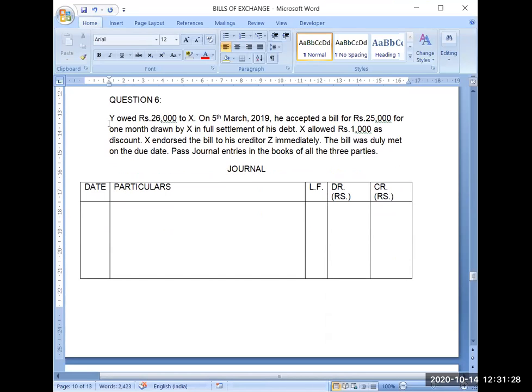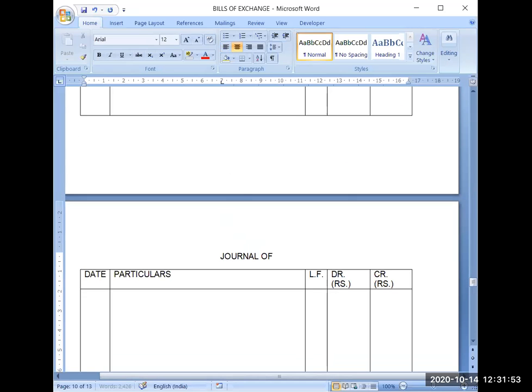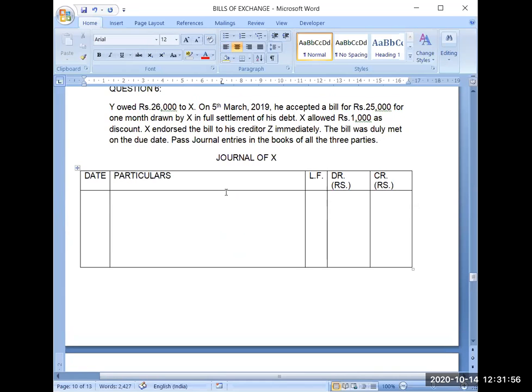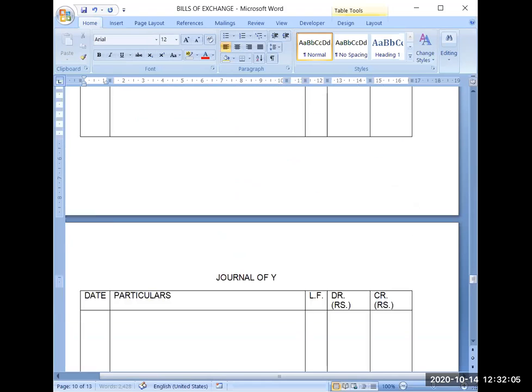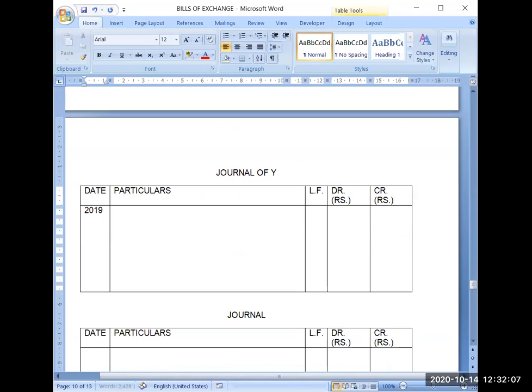Now see the question. Y owed rupees 26,000 to X. Y owed rupees 26,000 to X means that Y has to pay 26,000 to X, meaning X is the creditor of Y. And because we will be recording the transaction in both of the books, we will mark the books first, journal of X and then journal of Y. Now, because the transaction has been done in 2019, I will first mention the year here, 2019, and here also 2019.